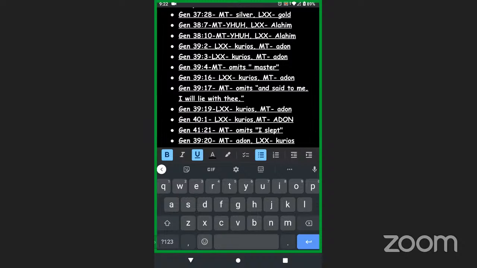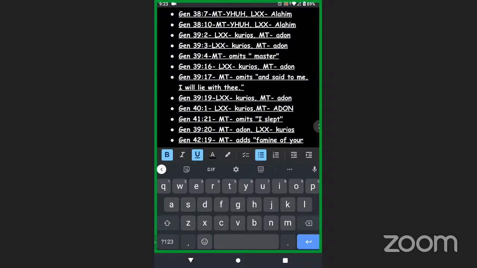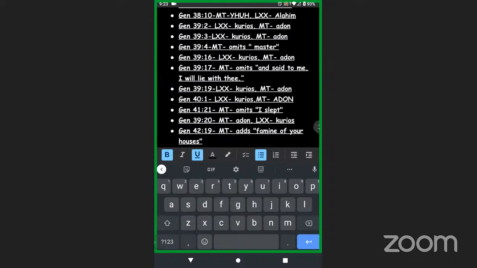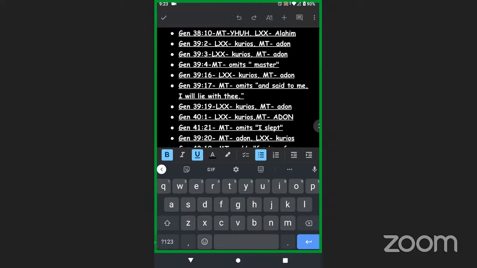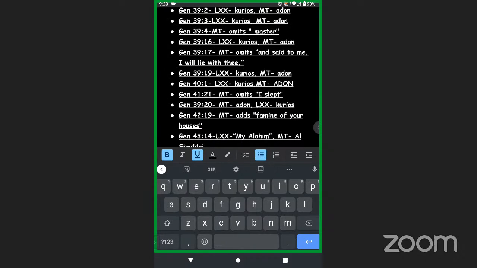Genesis 37, verse 28, Masoretic text has silver, LXX has gold, minor difference. But it seems like for whatever reason, they changed gold to silver. I'm not too sure why. So Masoretic text has Yahuwah, LXX has Elohim in verse 7 of chapter 38, also in verse 10. We're not going to really go through those since those are both the same.